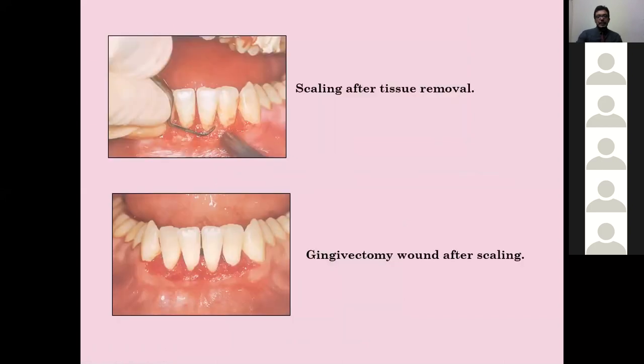Then again, the most important, you have to do the scaling, because you have not done the subgingival scaling. The subgingival scaling has to be done. This is the gingivectomy wound after the scaling is done. You do it.